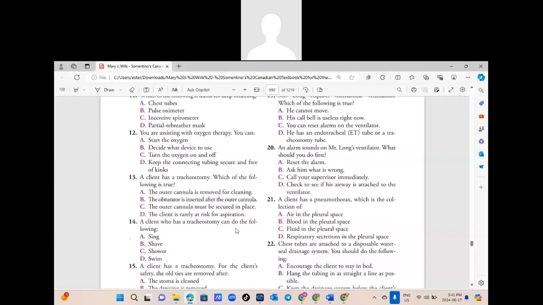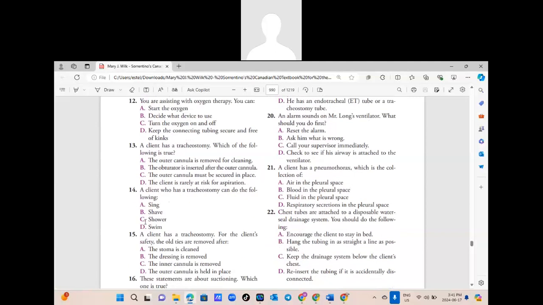Okay, number 14. A client who has a tracheostomy can do the following: A. Sing. B. Shave. C. Shower. Or D. Swim. So the correct answer is letter B. Okay, shave. All right. So this one with water, no water, it should not be wet, and of course they already have difficulty talking, so they cannot really sing. So shave, absolutely, they can shave.